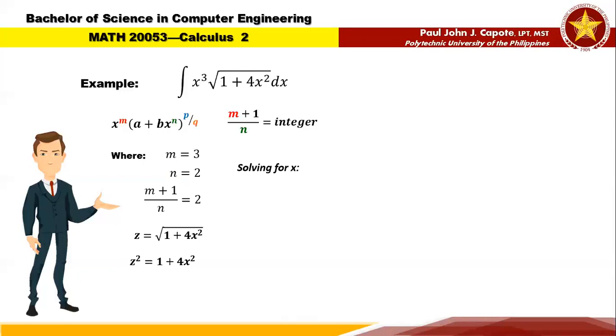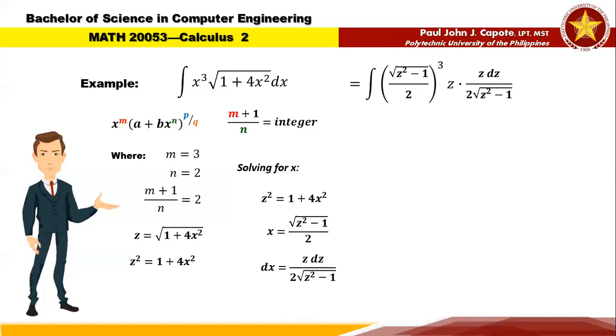Given this equation, we solve for x in terms of z. So we get x is equal to the square root of z squared minus 1 divided by 2. Differentiating x with respect to z, we get dx is equal to z dz all over 2 times the square root of z squared minus 1.